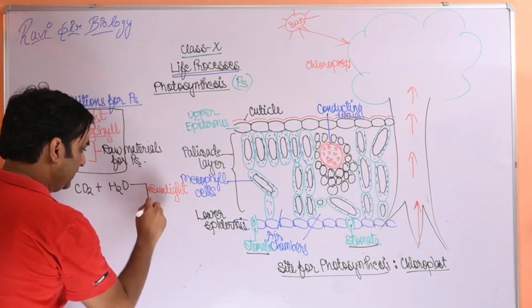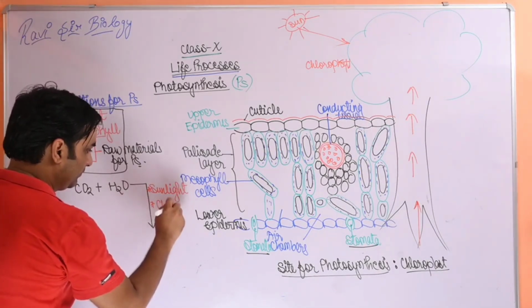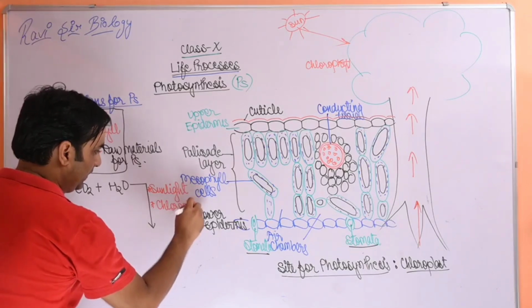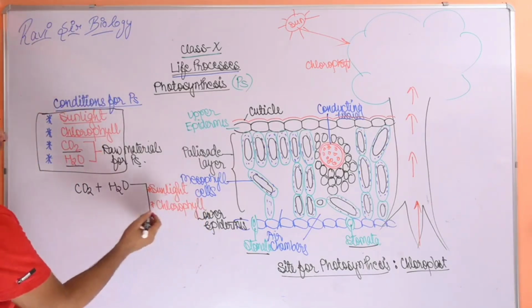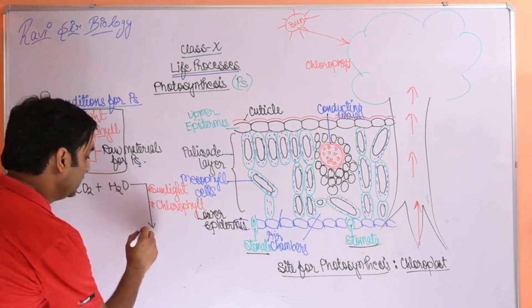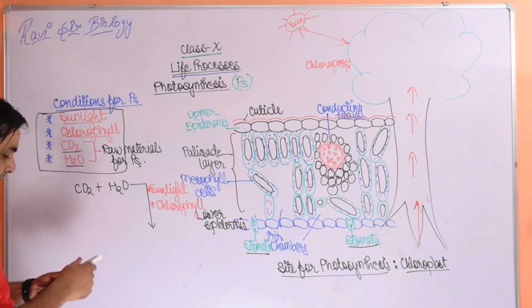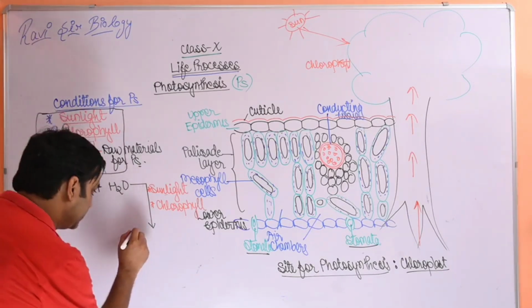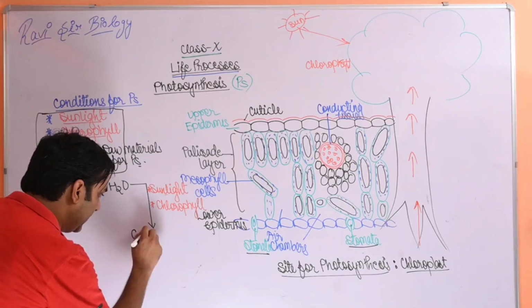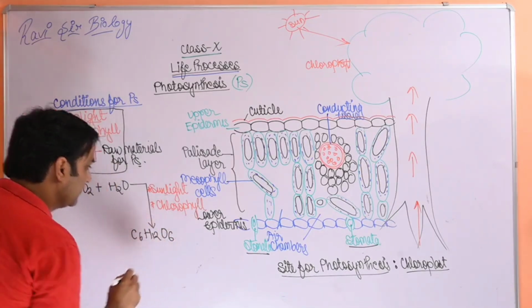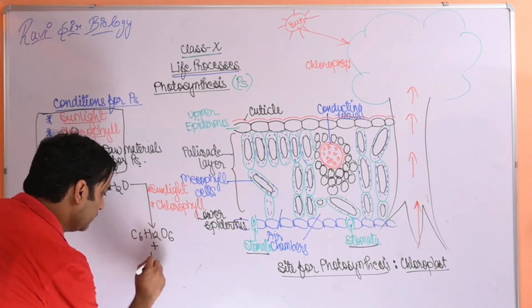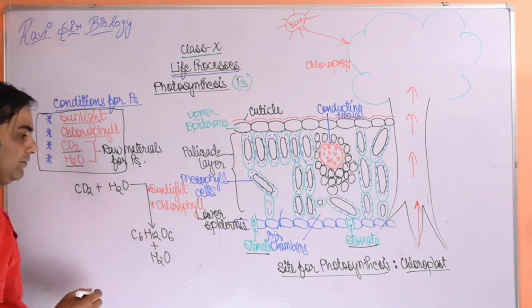The second thing will be chlorophyll, and in presence of sunlight and chlorophyll, carbon dioxide and water makes food for the plant. This is glucose, C6H12O6, and along with this water will be made.